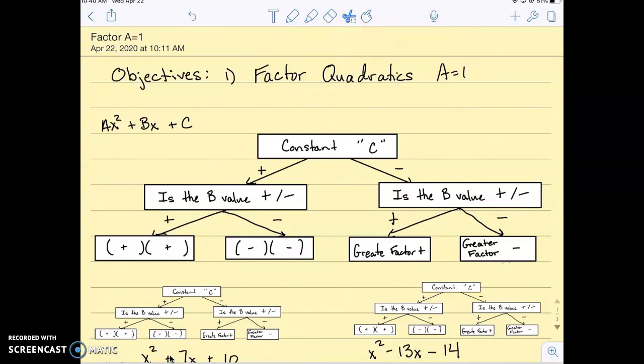We need to factor quadratics first where the a value is equal to 1. What do I mean by the a value? Well, the a value is the value of a quadratic equation that is before the x squared value. So we need to make sure that a equals 1 first. If a equals 1, we follow this nifty little flowchart, and it's all based off of the c value.